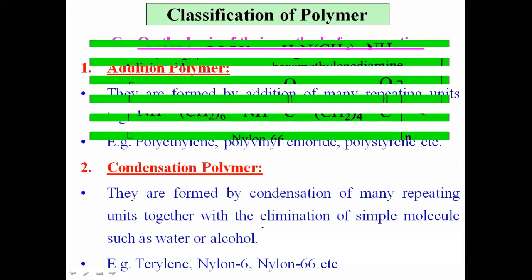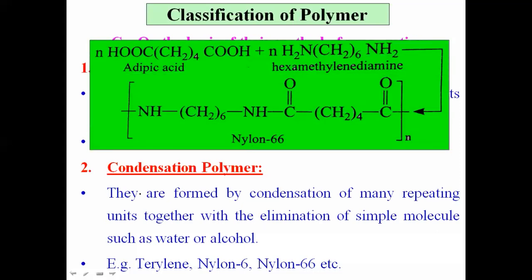Now let us see an example of condensation. This is the synthesis of nylon 66. How is nylon 66 prepared? It is prepared by using adipic acid and hexamethylene diamine. Here, a number of molecules of adipic acid react with a number of molecules of hexamethylene diamine. How does the reaction occur? Here the OH from the adipic acid and one hydrogen atom from the hexamethylene diamine form H2O.